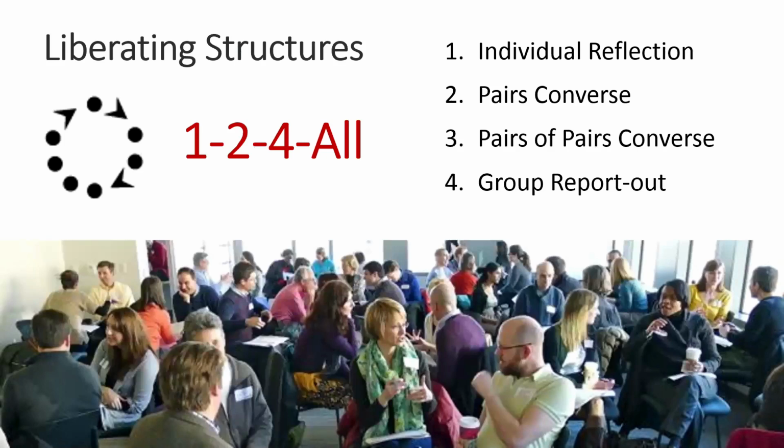The pattern is that you do individual reflection. So each person will have a few minutes to brainstorm on Post-it notes individually. Then they get together and they discuss their individual work with a partner. And then you sort of proceed up like a pyramid. The pairs talk to another pair. And then eventually you get to a point where, if there's more than a group of 4, you're doing report outs from the groups of 4.